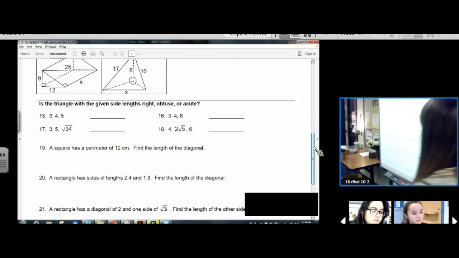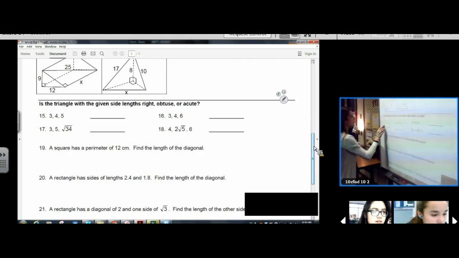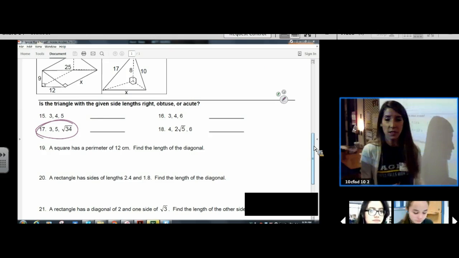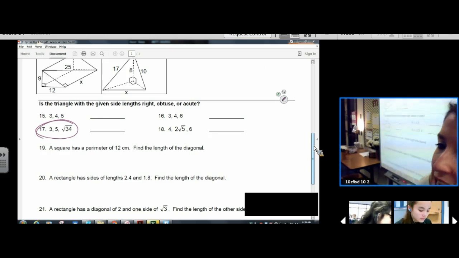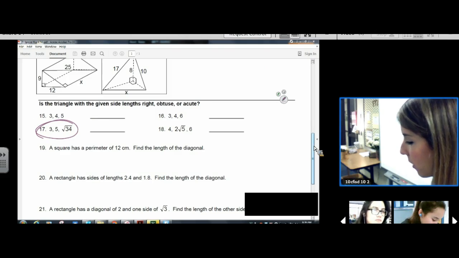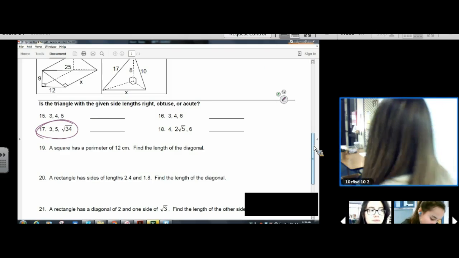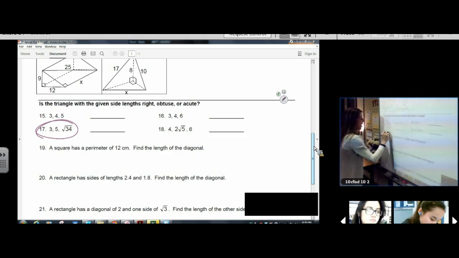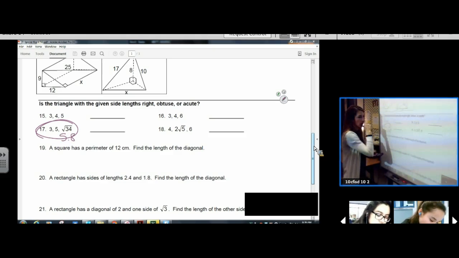These were on your last quiz when you're trying to decide if it's acute, obtuse, or right. First of all, on this one, you need to decide which one is your C. You need to find which one is your largest side. And if you don't know the square root of 34 off the top of your head, you might want to ask your calculator. It's 5.8. So that one is your C.